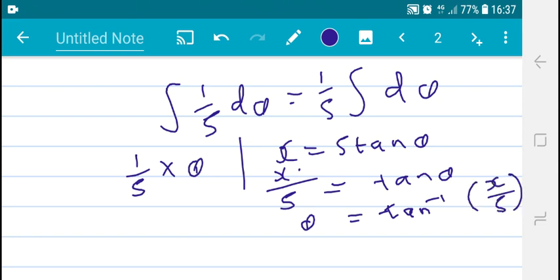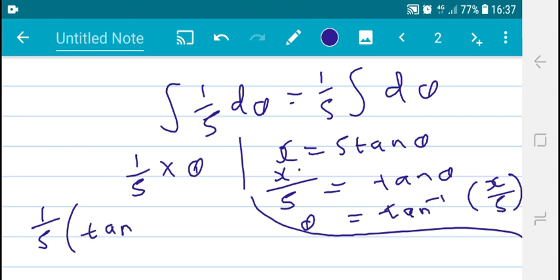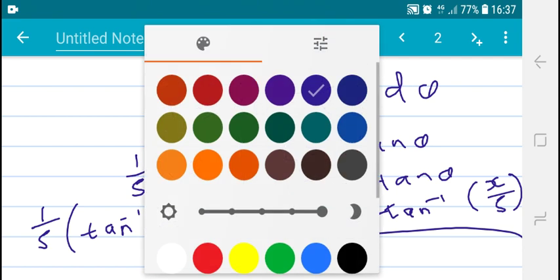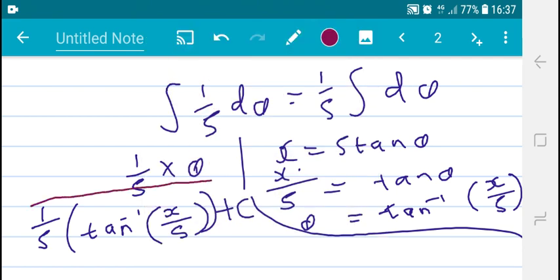Now it's a simple matter of substituting here for theta. We said it's tan to the minus 1 of x over 5. And of course, since this is indefinite integration, there are no limits. We have to add a constant of integration. And that's basically our answer here.